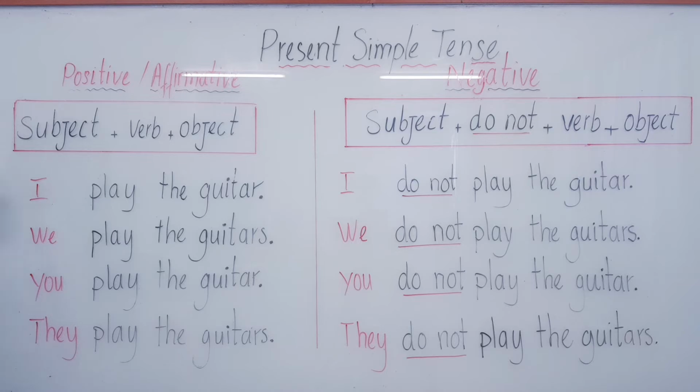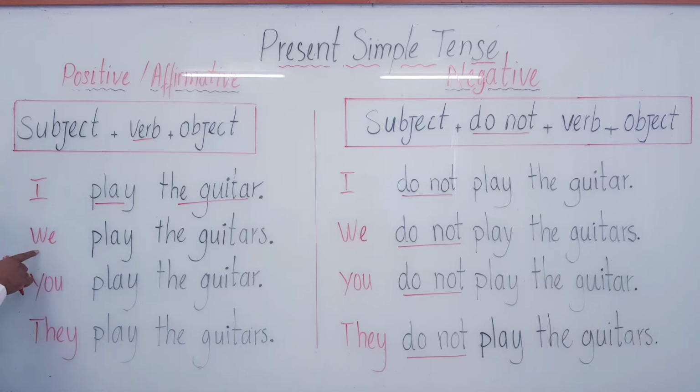As you can see, I, we, you, and they. I don't use he, she, it right now. The subjects I'm going to teach you now are only 4. It's very easy for you to understand. For example, I play the guitar. Again, I play the guitar. So play is a verb, guitar is the object, I is the subject. This is the very normal way of using positive.